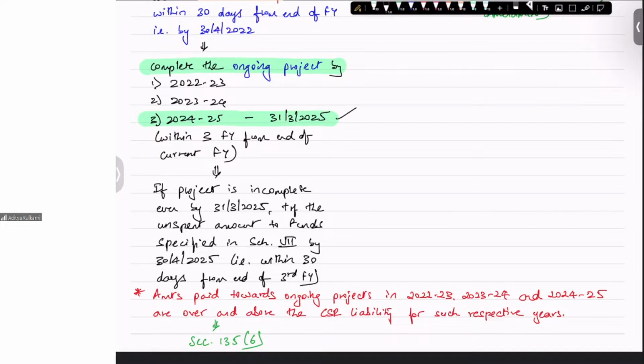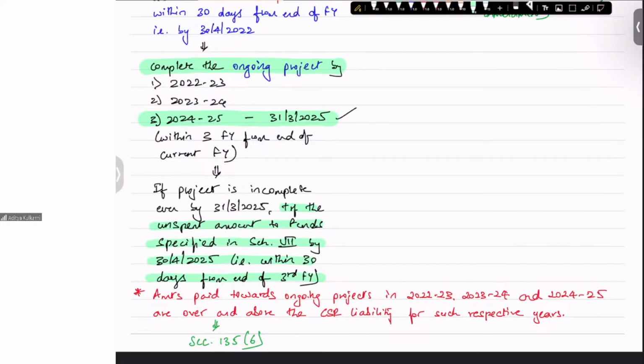Even after 3 years, if the project is not completed, then within 30 days from the end of the third financial year, you will have to transfer the amount to the funds specified in Schedule 7. Where will you transfer? Transfer the unspent amount to the funds specified in Schedule 7 by 30th April. That is within 30 days from the end of the third financial year.